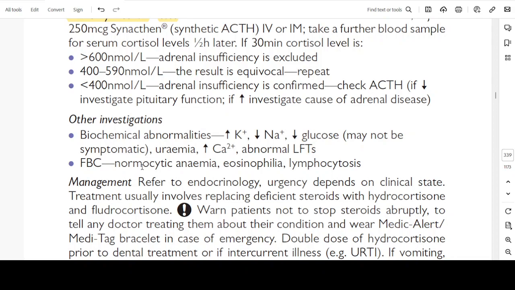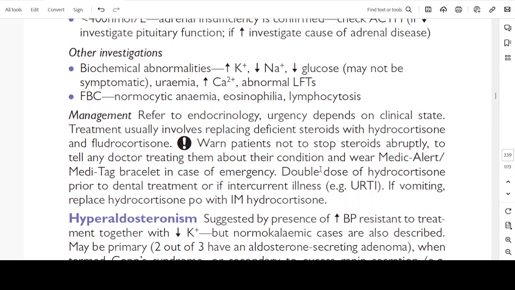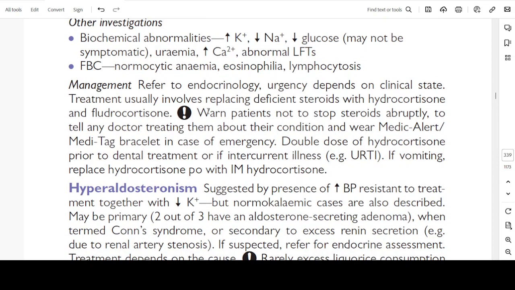On FBC, there will be a normocytic anemia, eosinophilia, and lymphocytosis. Management. Refer to endocrinology. Urgency depends on the clinical state. Treatment usually involves replacing deficient steroids with hydrocortisone and fludrocortisone.